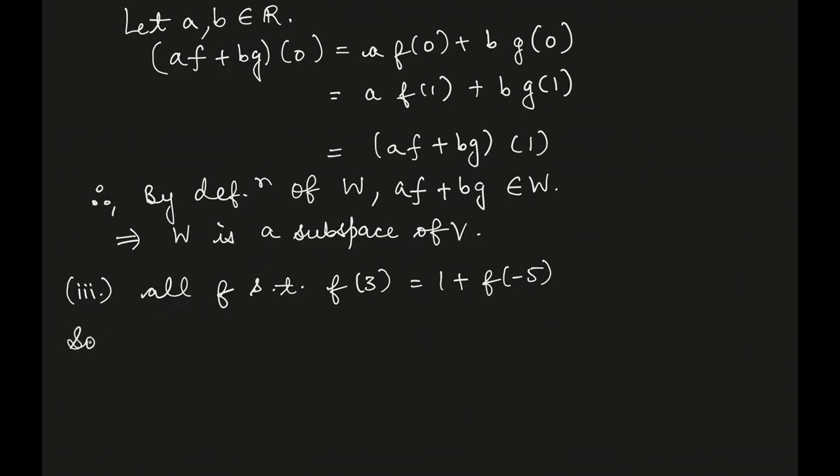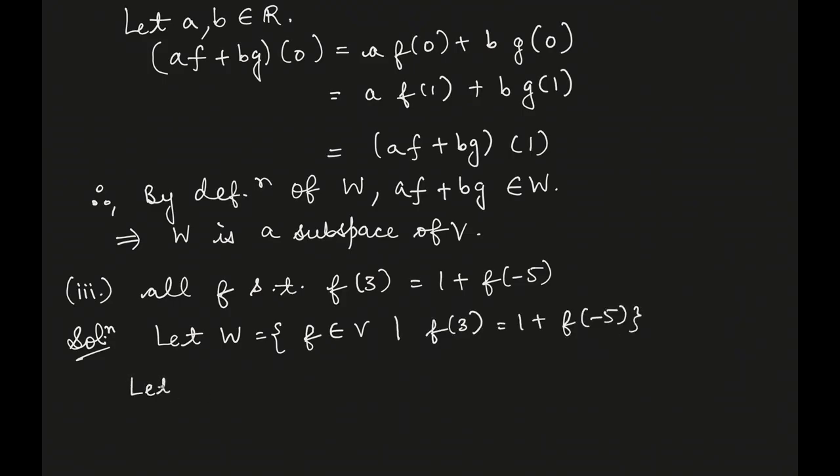It is not. Reason? The thing is, we are not getting 1. We are getting a plus b. So this linearity condition is not coming. W set is f belonging to V such that f(3) is equal to 1 plus f(minus 5).